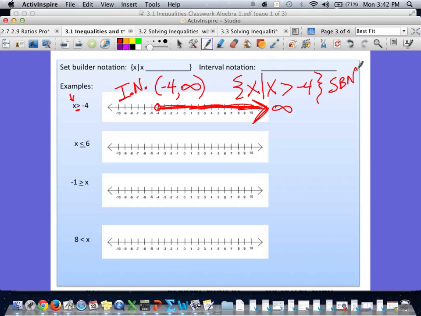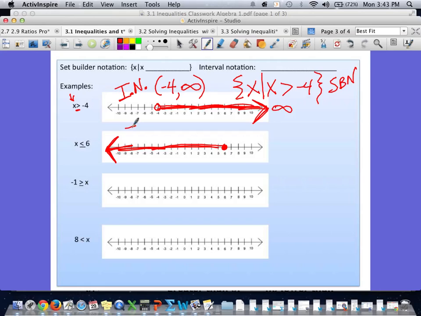All right, so the next one says x is less than or equal to 6. So we're going to find 6 on the number line and color it in because it is equal to this. We have a line underneath it. There is a closed circle. Because x is on the left, we draw the arrow that way. And it also says x is less than, so that means all the numbers less than 6. Okay? So we're going that direction.